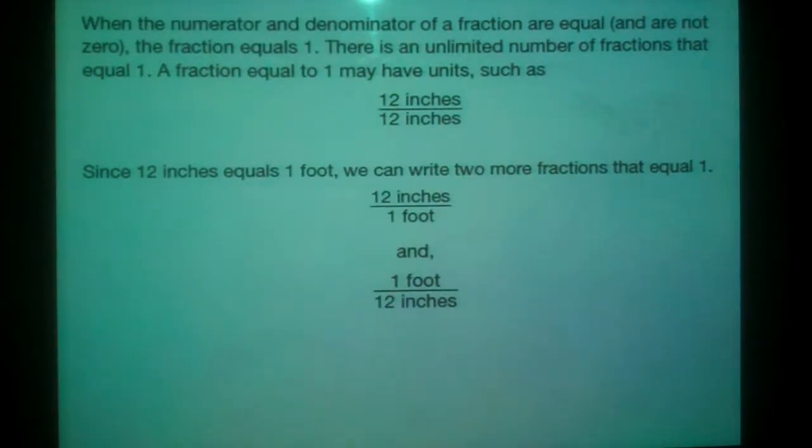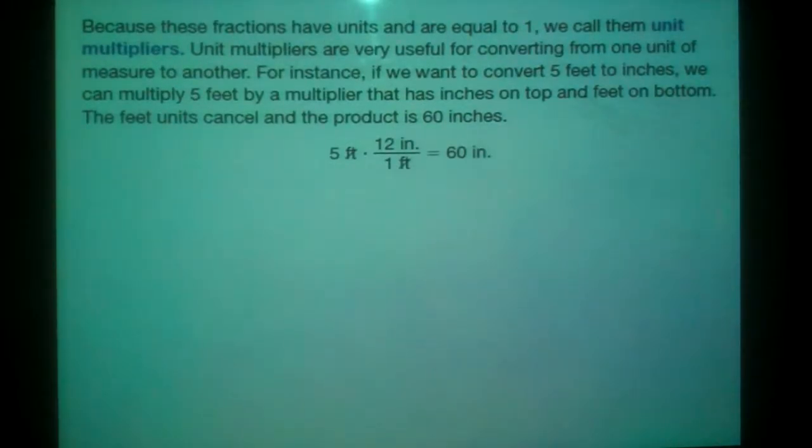Now, the first conversion that we went through, it had to be written the way that it was, and I'll explain that once we get to a conversion. So this brings us to unit multipliers here. Because these fractions have units and are equal to 1, we call them unit multipliers. They're very useful for converting.